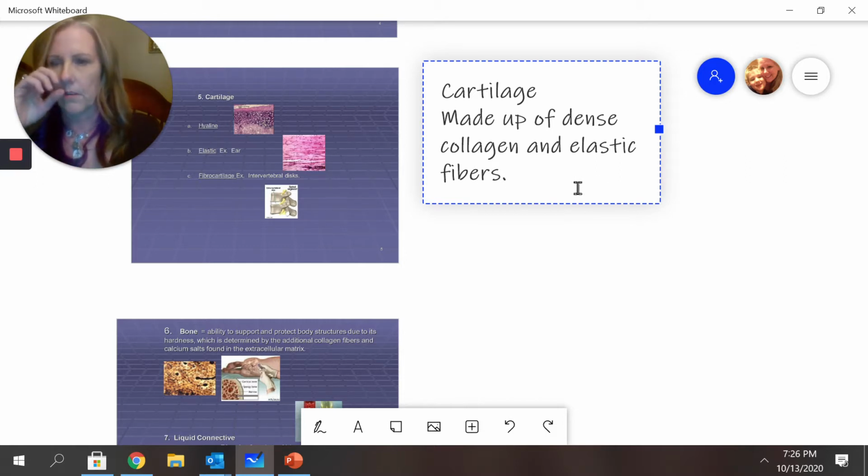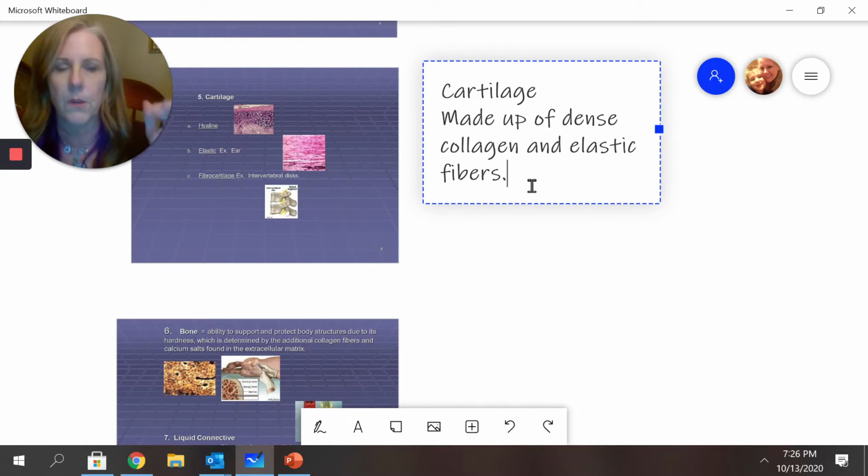Hyaline, first of all, is the type of cartilage that your skeleton is made up of. Most of your skeleton is made up of it. And when you add in new bone, it's always going to be hyaline. So those of you whose skeleton is still growing, laying down new bone, it's hyaline cartilage.